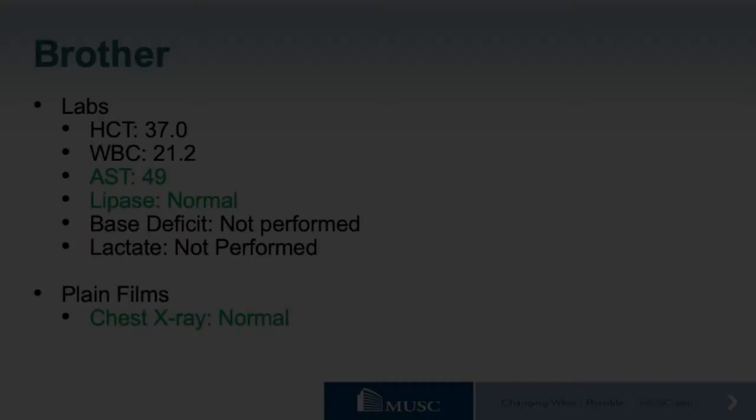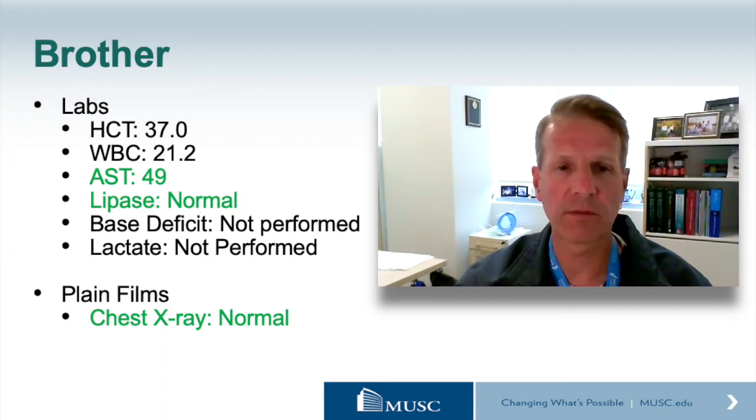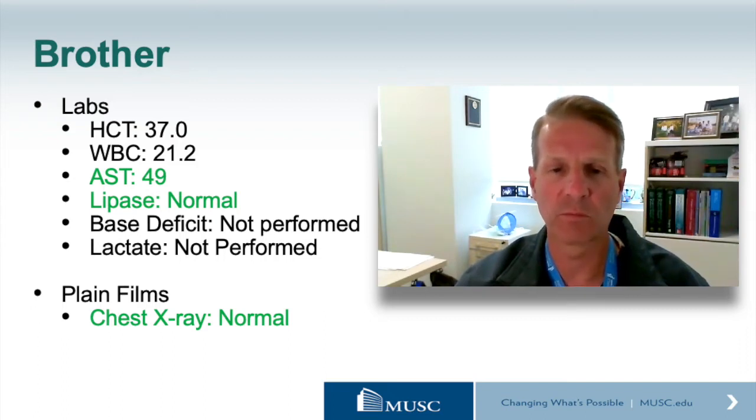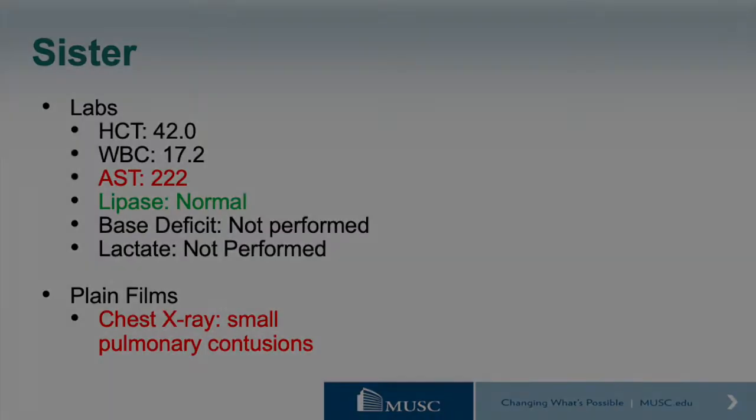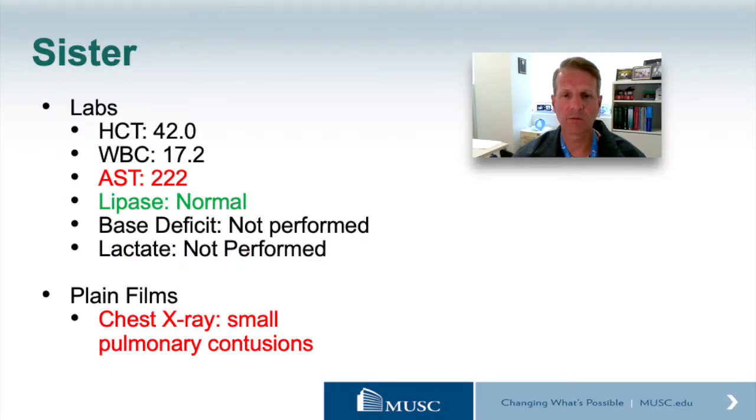trauma? So back to the two patients. The brother, initial hematocrit 37, his labs were normal. His AST was 49. His lipase was normal as well. And the chest x-ray had no evidence of traumatic injury. In contrast, the sister had two abnormal variables. Her AST was 222, and her chest x-ray showed some pulmonary contusions.